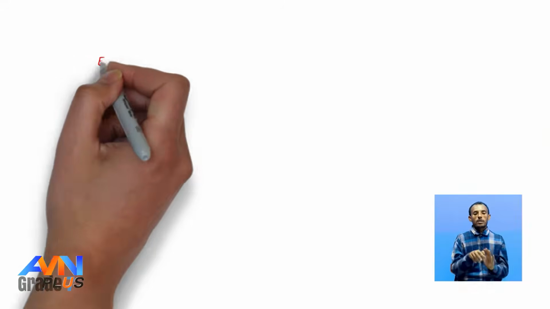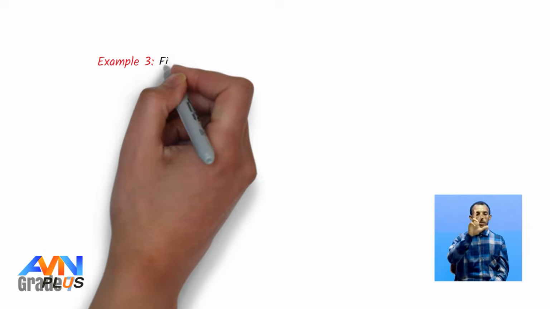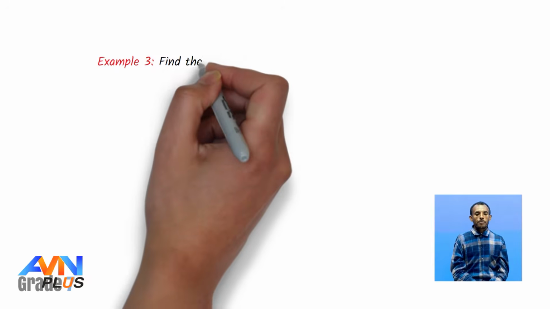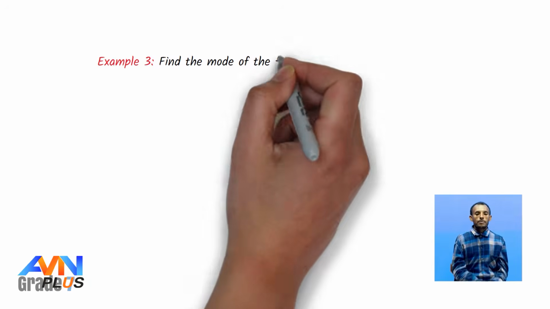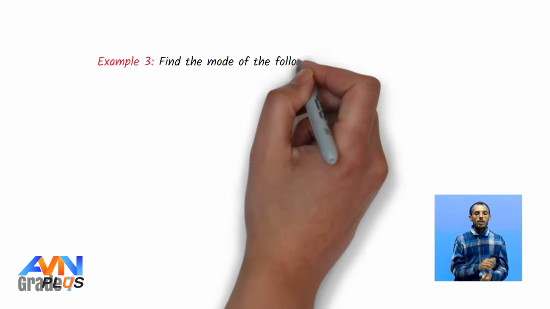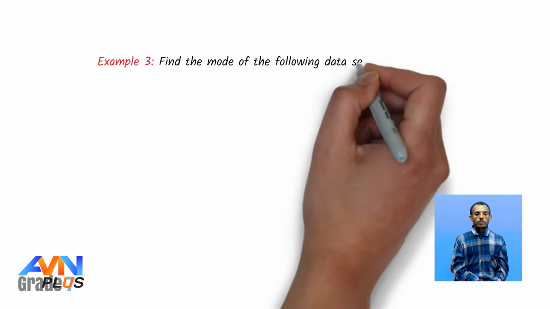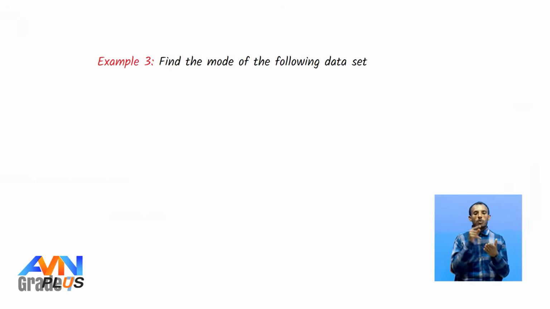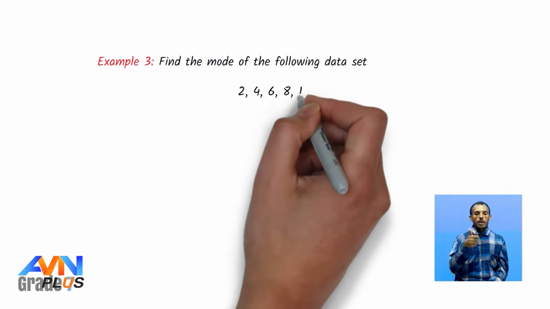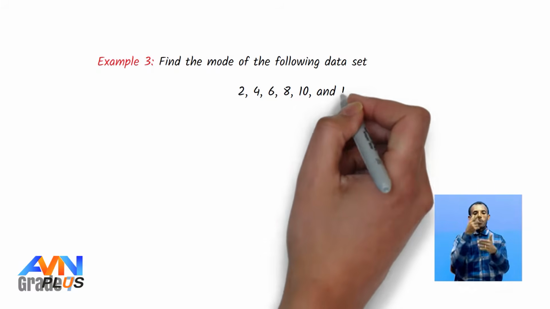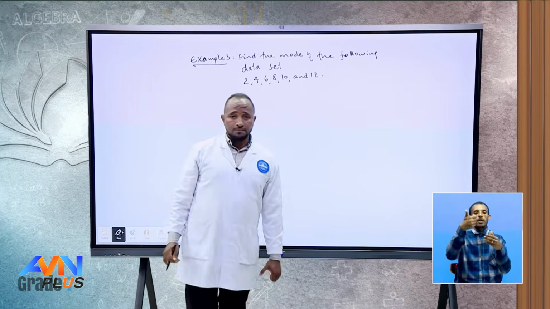Example 3. Find the mode of the following data set. Here we have this data set: 2, 4, 6, 8, 10, and 12. What will be the mode of this data set? Try this one. I'll give you 10 seconds for this.